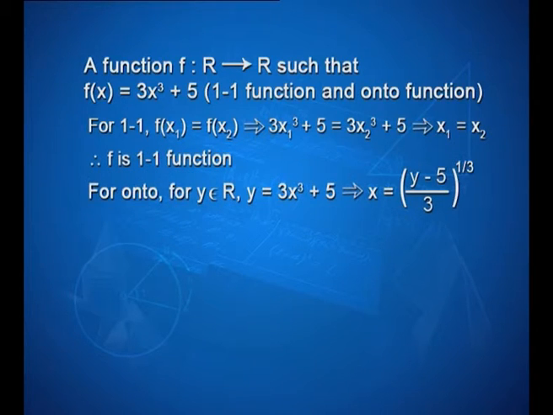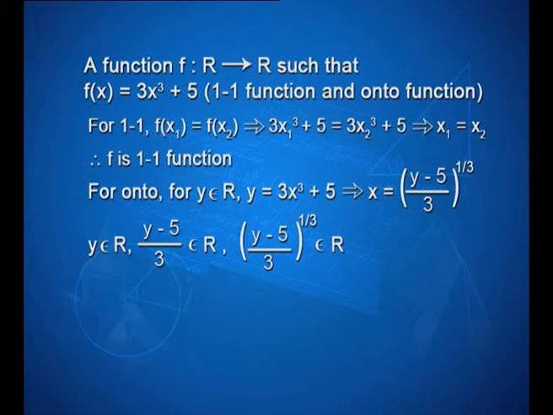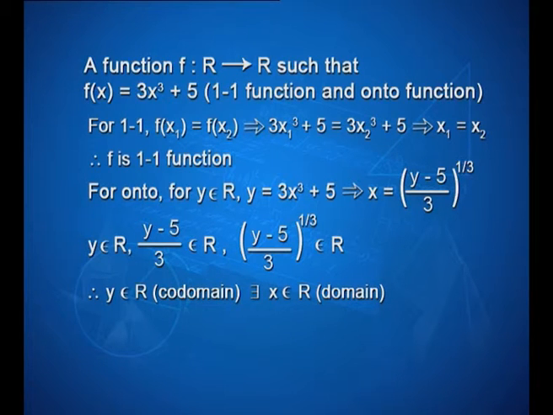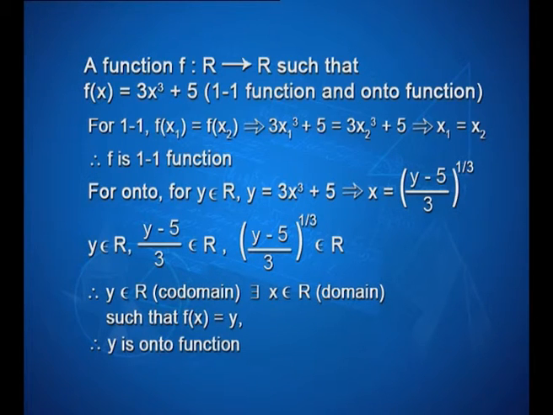For onto function, let y belong to R. y can be written as y equals 3x cube plus 5. x cube can be written as (y minus 5) by 3, and x is equal to ((y minus 5) by 3) to the whole power 1 by 3. Let y belong to R, the set of real numbers. (y minus 5) by 3 is also a real number, and the cube root of a real number is also real. Therefore, for y belonging to R, the codomain, there exists x belonging to R, the domain, such that f of x equals y. Therefore, f is an onto function.